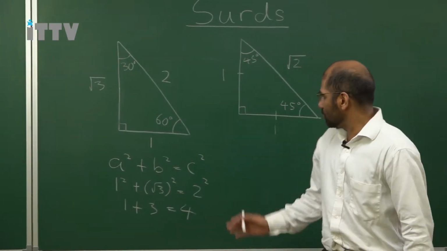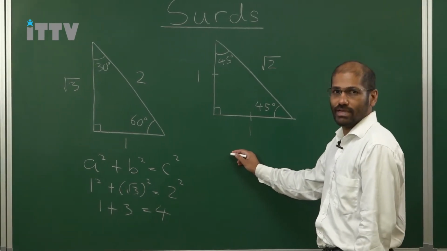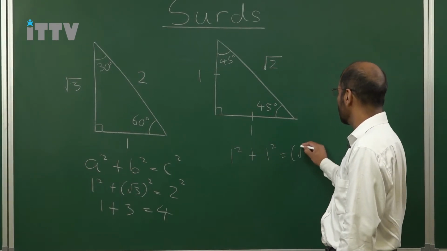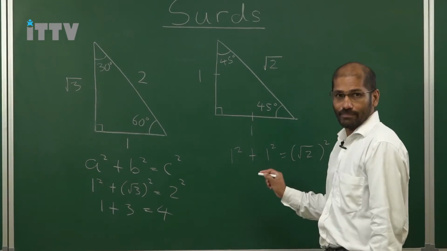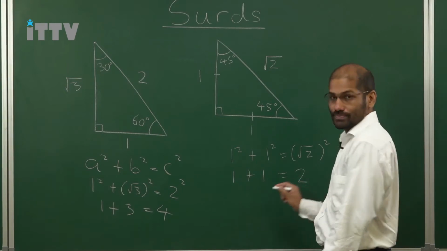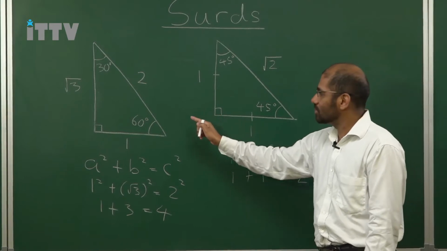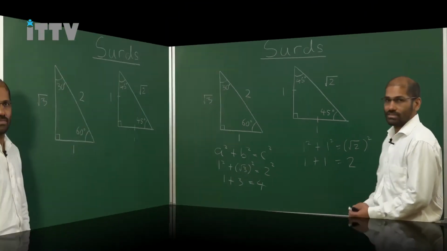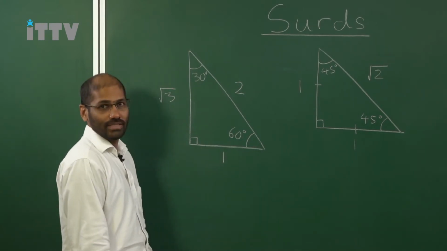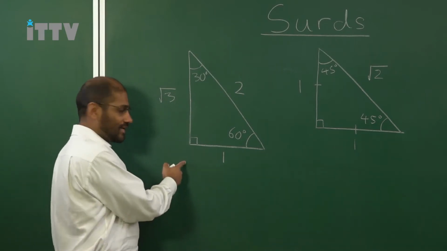Now another example would be the right angle triangle over here. Again, by using Pythagoras, we have 1 squared plus 1 squared equals square root 2 squared. So we have 1 plus 1 equals 2. Now certain values inside these trigonometric ratios would be surds. We have seen previously that both the right angle triangles here obey the Pythagoras theorem, and where the surds come into play is the ratios.